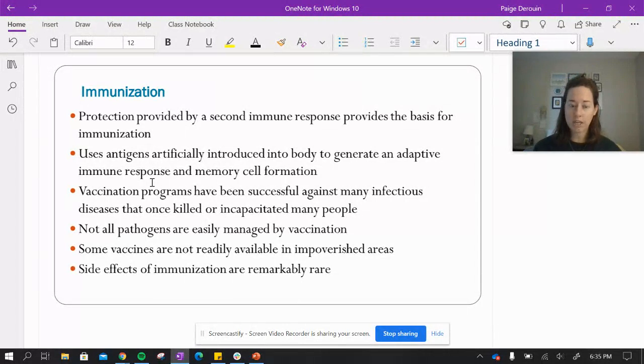But in general, it uses antigens that are artificially introduced into the body that generate that adaptive or acquired immune response and the formation of memory cells.